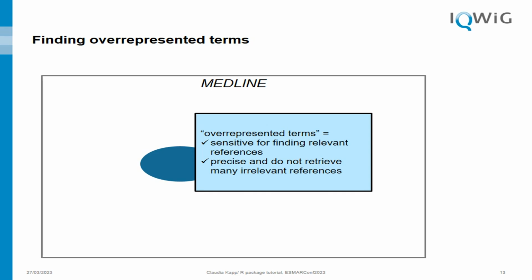To find these terms more readily, we created our R package. It aims at identifying overrepresented terms, those terms that are sensitive for finding relevant references and that are also precise, so they do not retrieve many irrelevant references in the search result. Next up, I'll walk you through the workflow in the Shiny app of our package.